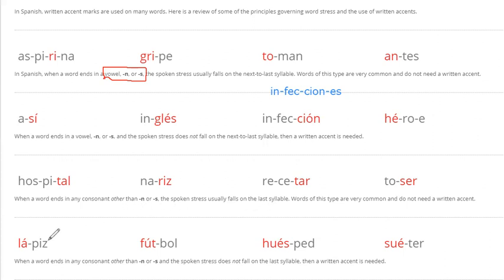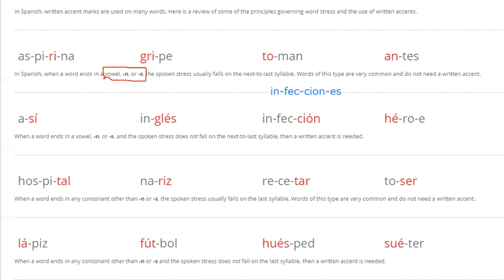Now here on these words, they end in a Z, an L, a T, and an R. These are exceptions. Now these are all words that don't end in a vowel, N or S. They should be on the last syllable, but because they're on the second to last syllable, and actually all of these are on the second to last syllable, we have to write an accent mark because it should be right here. It's not. It's lápiz, the inflection's on that la syllable. And since that's the case, we have to write an accent mark.